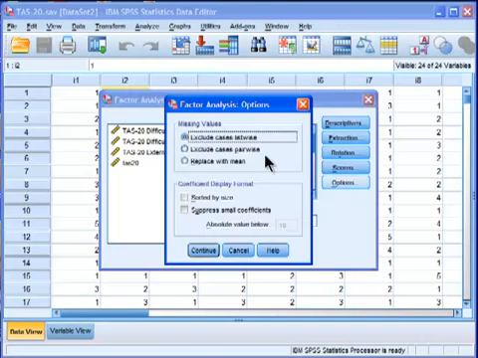And then we got the options here. Coefficient display format, and I think that's important. You want to sort them by size. It really greatly facilitates the interpretation of the factor loadings, particularly in the pattern matrix. But then there's the suppress small coefficients, and a lot of people tick that, and I don't know why. I think you should see information.